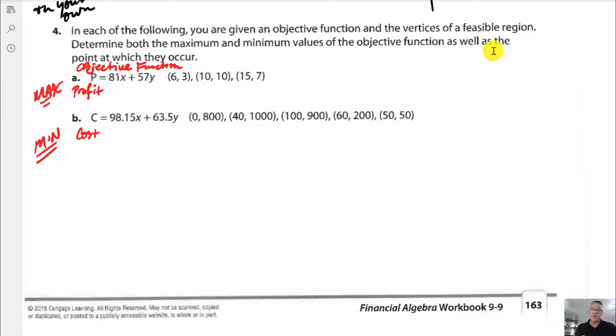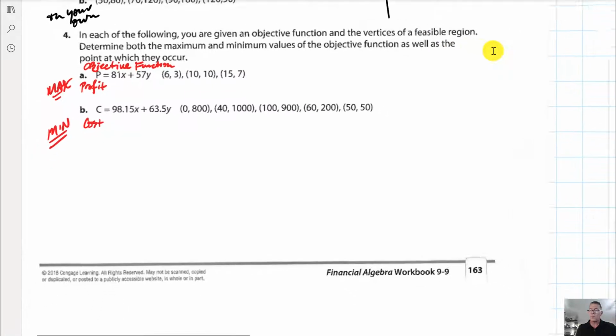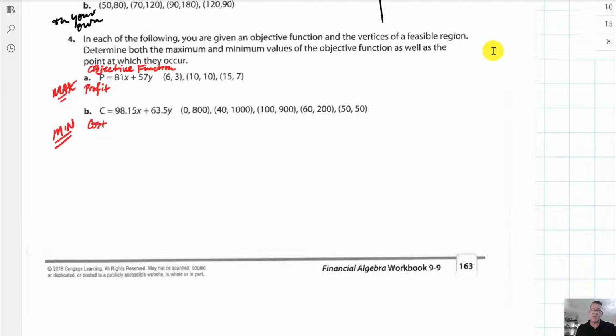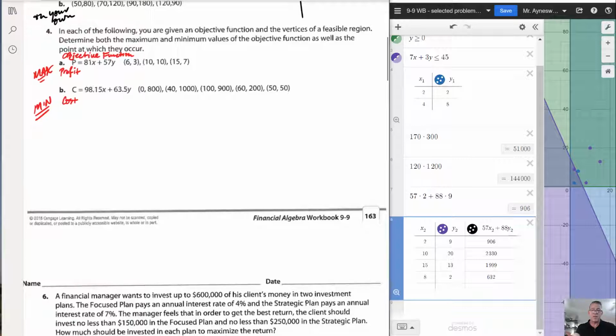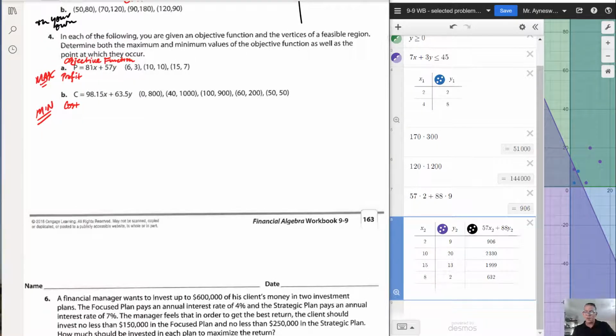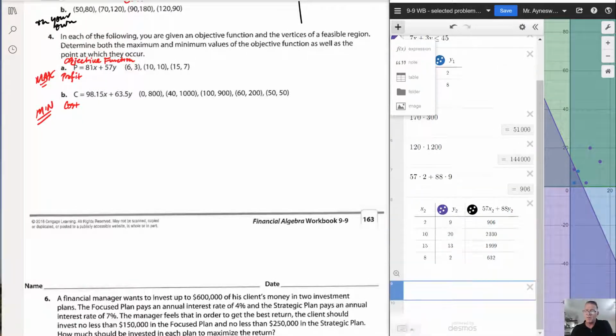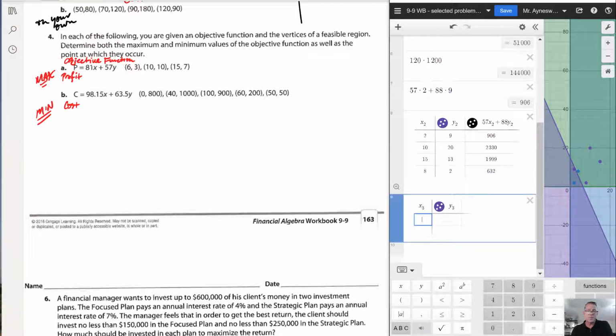Okay, it says determine both the maximum and the minimum values of the objective function as well as the point at which they occur. Okay, so let's do that. Okay, so let's go into Desmos here. All right, so I'm going to do it the technology way here. Okay, so I'm going to click on here. I'm going to go into table mode and I'm going to put my vertices in. Okay, so these are my vertices right here.